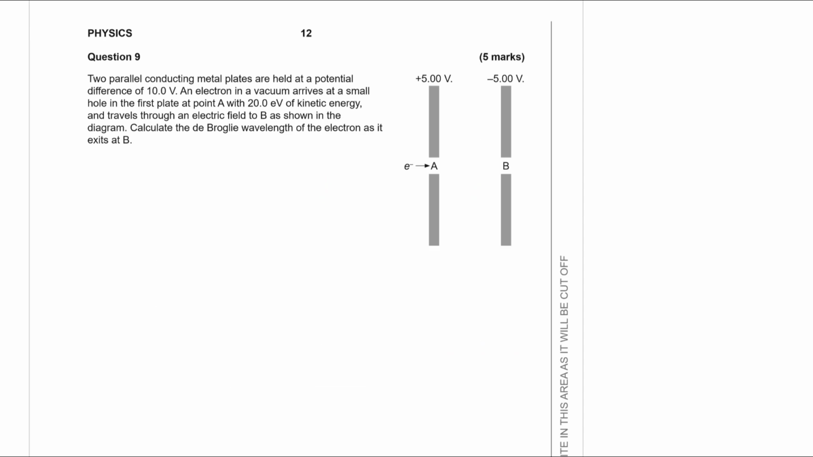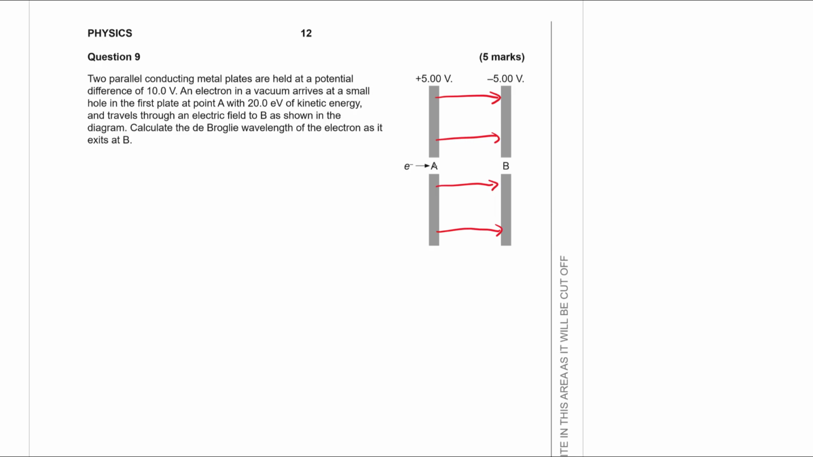All right, question 9, you've got 2 parallel plates here. One has a positive potential, one has a negative potential. It's telling you the potential difference is 10 volts, which is what you'd expect between these two. Because this is positively charged and this is negatively charged, you have an electric field that's going to look like this between the plates, and that should give you a hint as to what's going on.